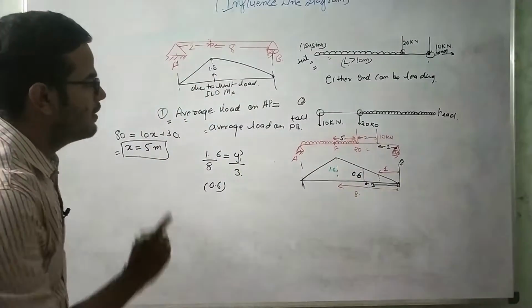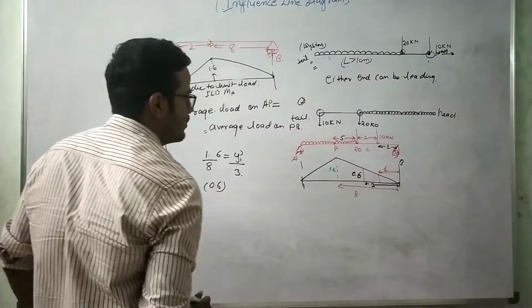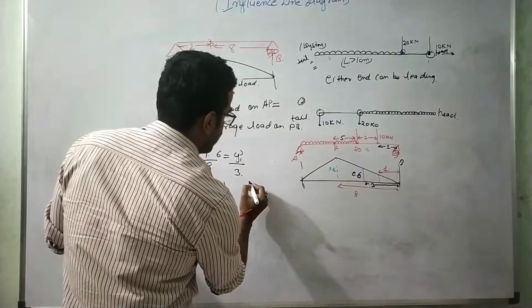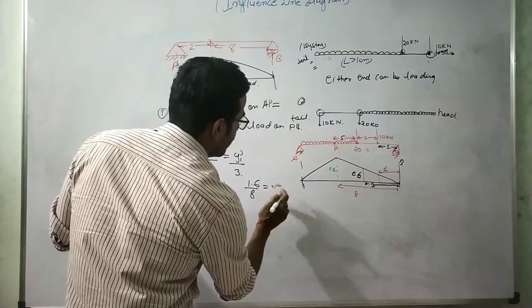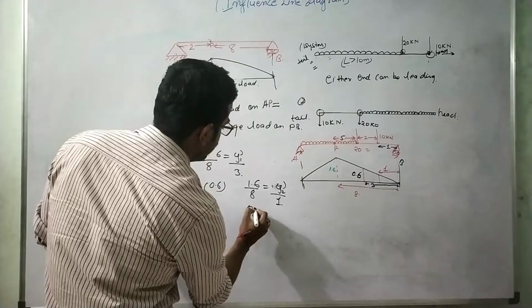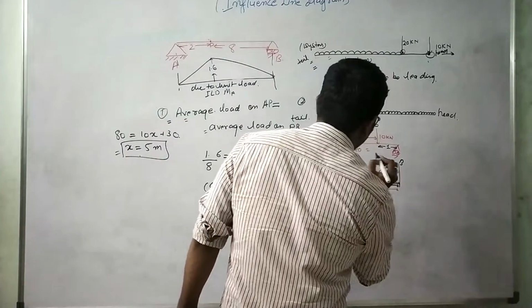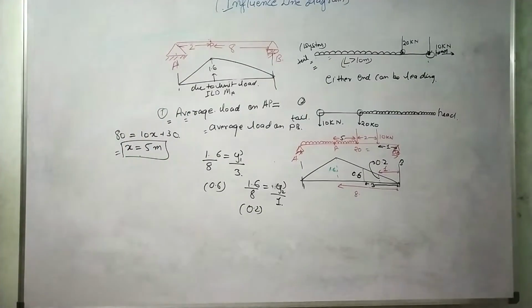And again if I calculate the ordinate value at this point at a distance of 1 meter, then 0.6 divided by 8 equals y2 dash over 1. So the value comes out to be 0.2. So the ordinate value at this location is 0.2. So this thing we have calculated.